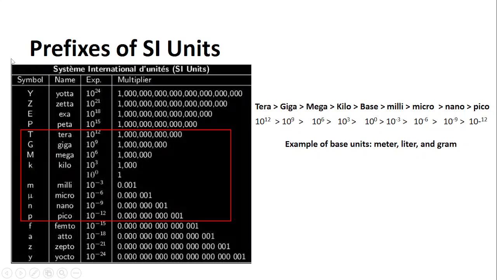Pag sinabi na prefix class, this is a tawag siya word. These prefixes are usually placed before your main word. Pre means before, so you place that before your main word. So we have different prefixes, from iota, zeta hanggang kanyokto. Pero sa klase natin, we will only focus on this, nakapula, from tera hanggang pico.